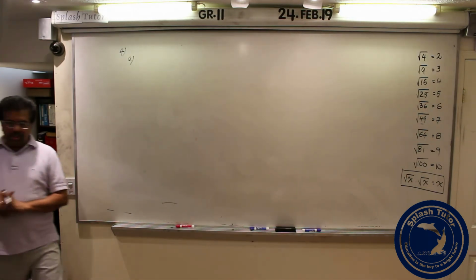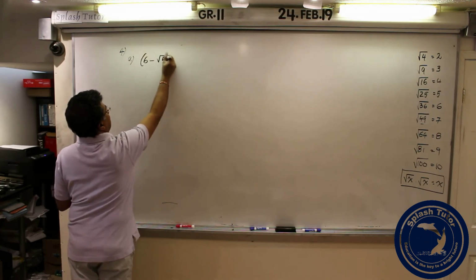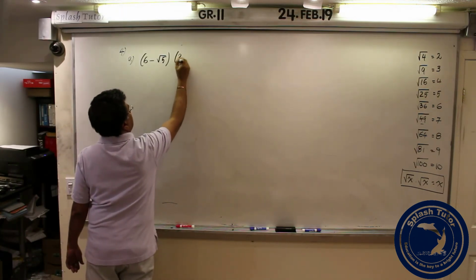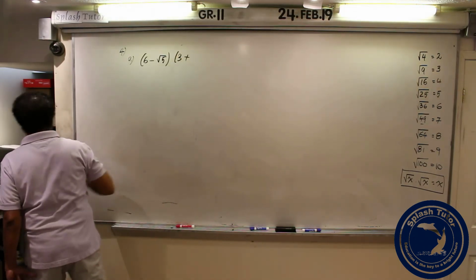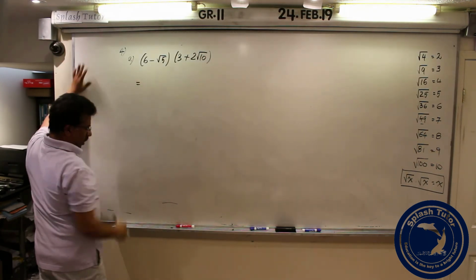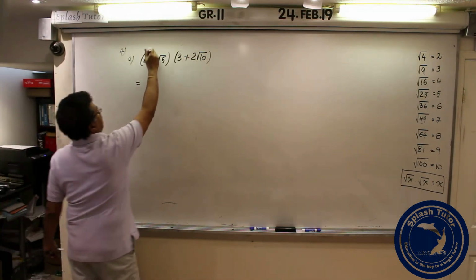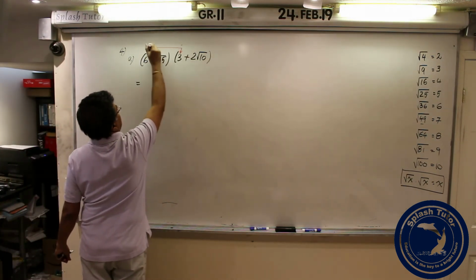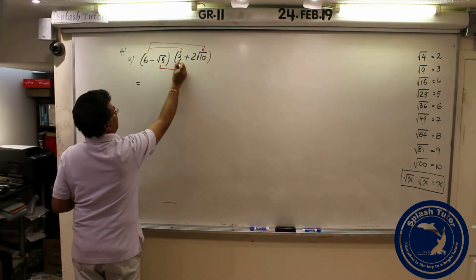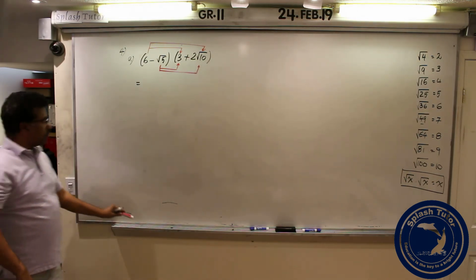A is 6 minus root 5 times 3 plus 2 root 10. Okay, now this one we do the FOIL, right? FOIL is this times this, this times this here, right? And we multiply this times this, and this times this, right?